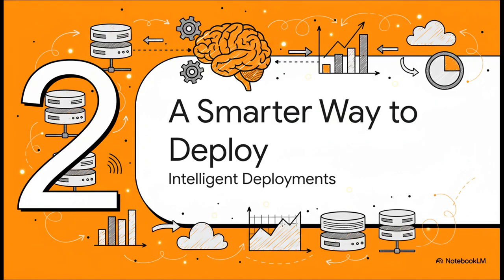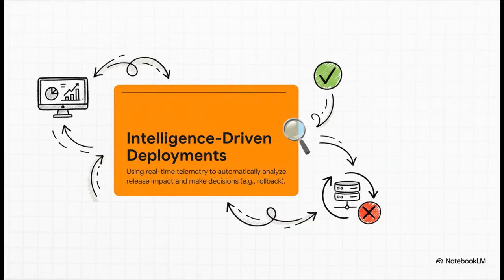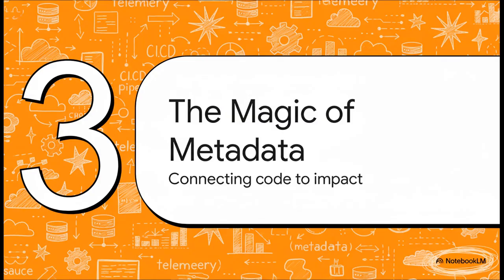We're going to move beyond just simple automation and start talking about something called intelligence-driven deployments. And what does that actually mean? Well, it's the idea of using the real-time telemetry data we're already collecting to automatically figure out if a new release is good or bad, and then letting the system make a decision, like automatically approving a canary, or even better, triggering an instant rollback.